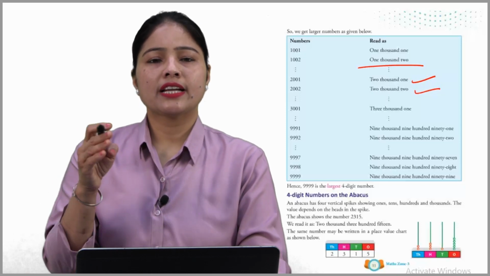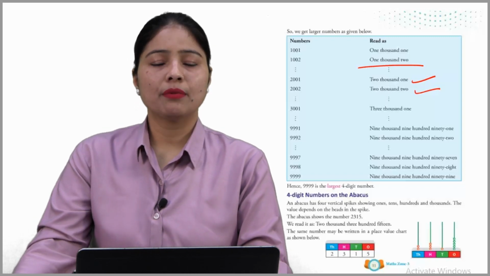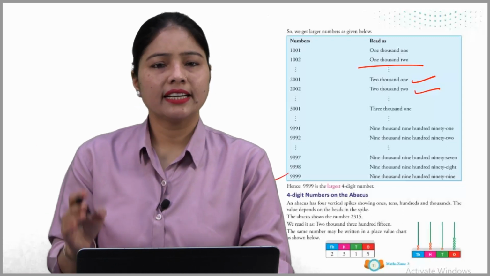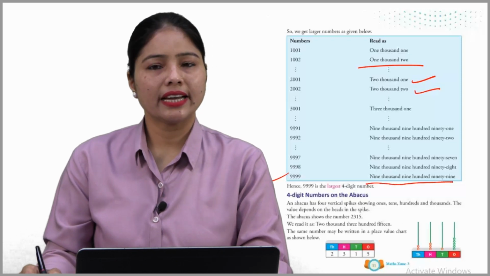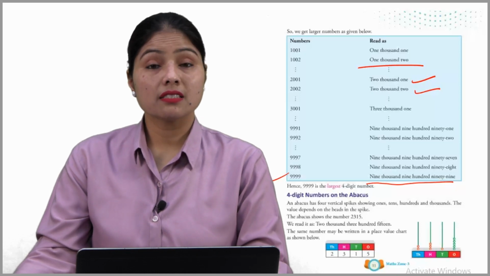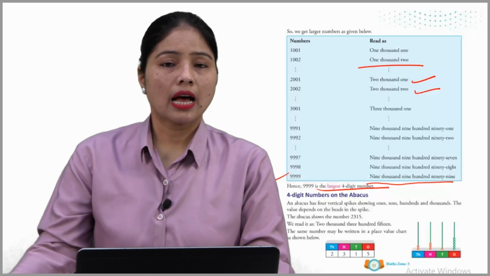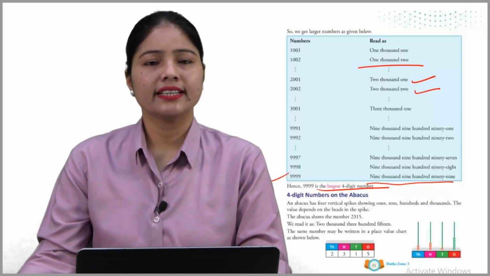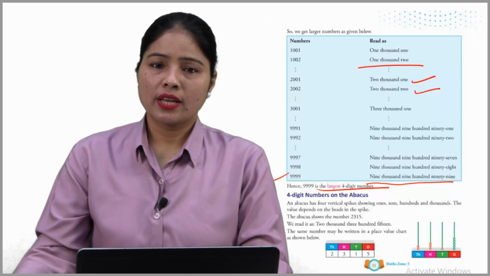3001, 9991. So if you just read the number, then you will get the answers. So last number is our 9999. So how we will write? 9999. Hence 9999 is the largest 4 digits number. Okay, this is very important बच्चों. आपको याद रखना होगा largest number हमारा क्या होता है? 9999.